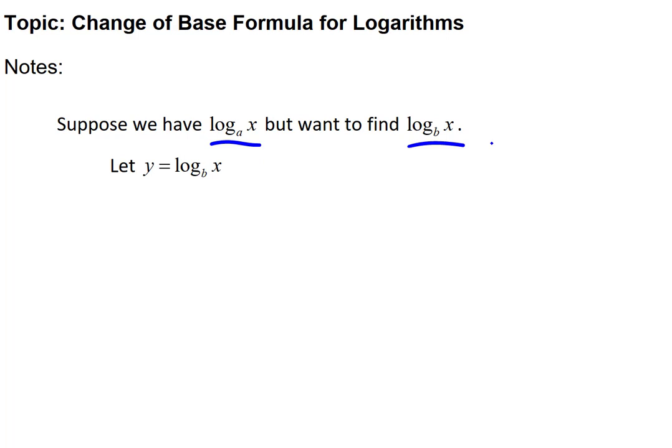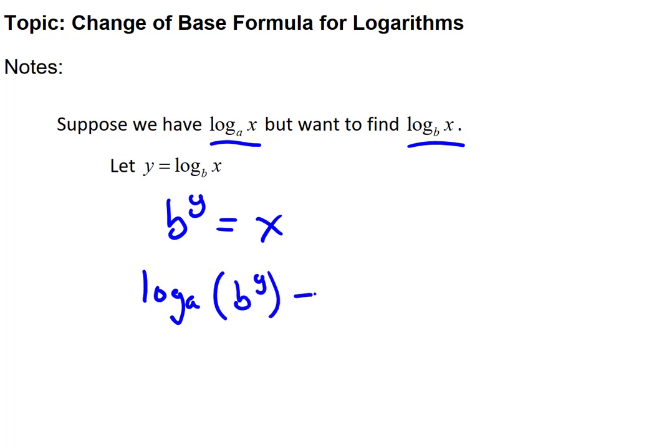We're going to start by saying let y equal log base b of x, and then we're going to convert that equation to exponential form. So as we know by now with the definitions, we could say b to the power of y equals x. Then we're going to apply log base a to both sides of this equation, so that now we have log base a of b to the power of y equals log base a of x.